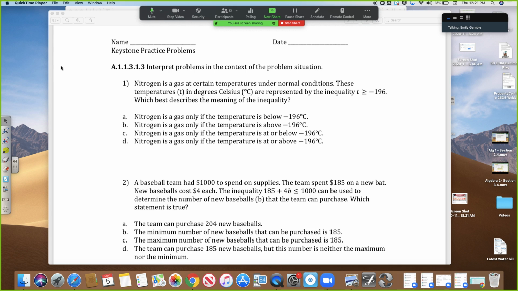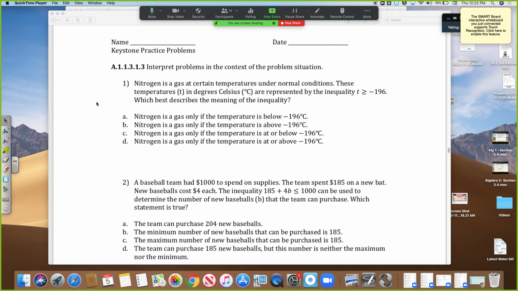All right, so the four practice problems, or three on the front here and the two on the back, are going to help prepare us for the keystone types of questions we will see possibly at the end of the year. We'll see. So, number one, it tells us that there is this inequality that represents the nitrogen gas at a certain temperature. The inequality is T is greater than or equal to negative 196.